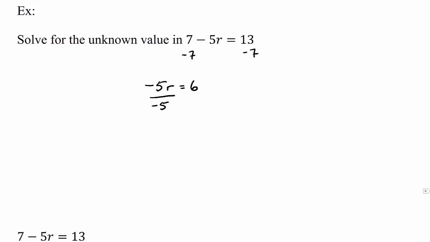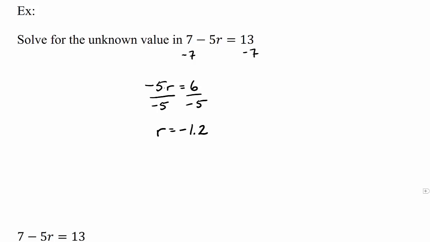I then want to get rid of this negative 5r, this negative 5 attached to r, so I'm going to divide because it's attached by multiplication, and then I will get r is equal to, and on the right-hand side, 6 divided by 5 is 1.2, and a positive divided by a negative is a negative. And so my value of r is negative 6 over 5, or negative 1.2.